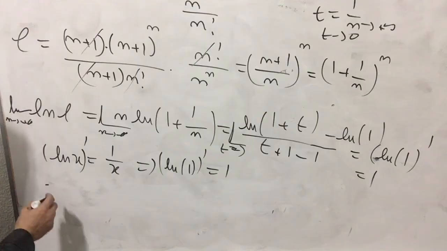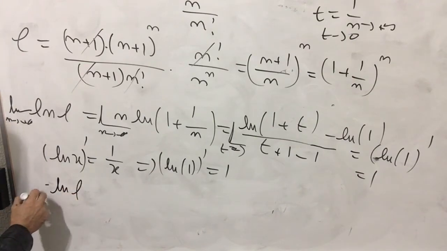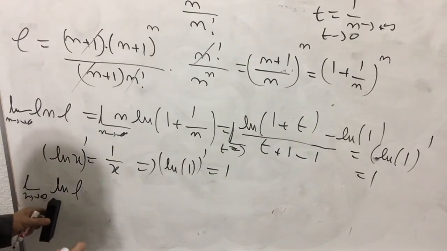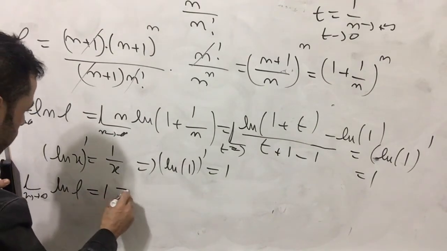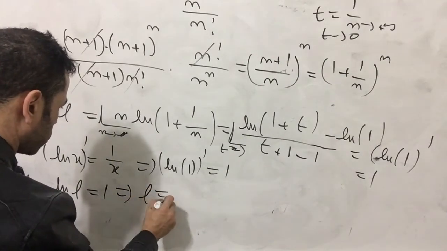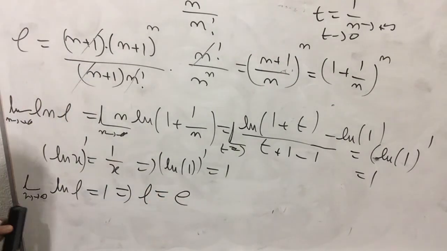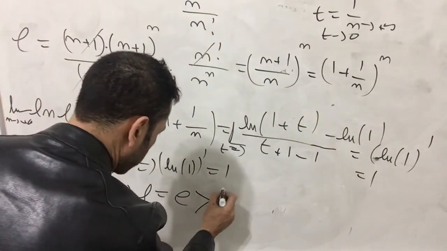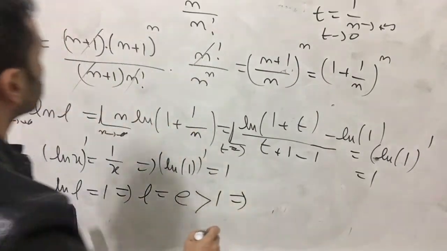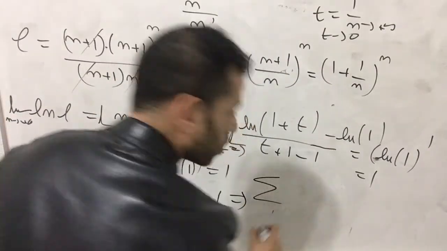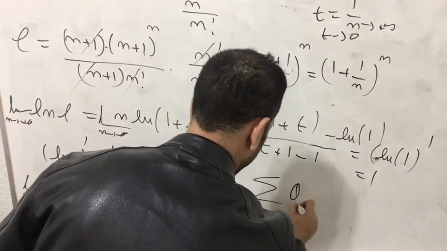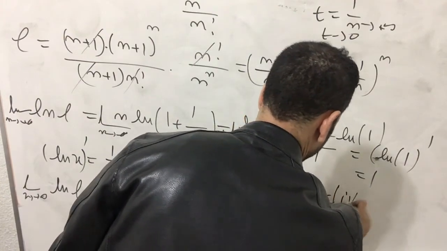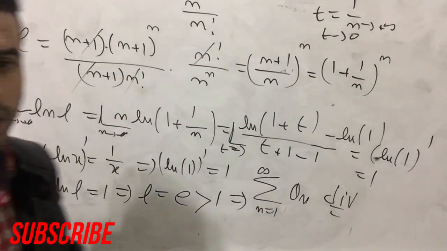Okay, so since the limit as n goes to infinity of the natural log of L equals 1, this implies L equals e. So L equals e, which is strictly greater than 1. That means the series a sub n as n goes from 1 to infinity is a divergent series. Okay, so I am done with this problem.